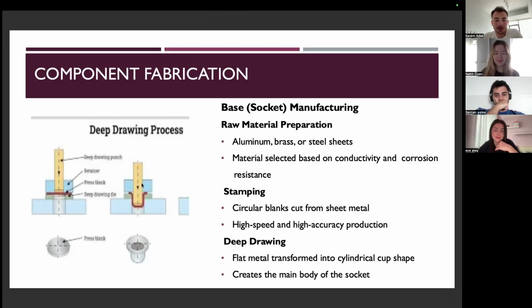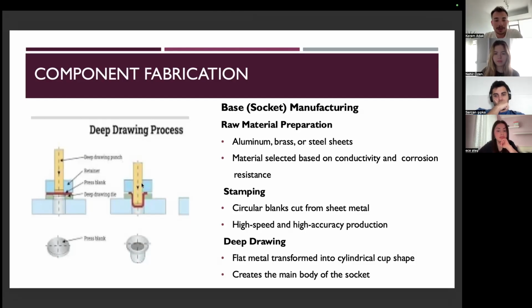In this part of the project, I will talk about the manufacturing of the electrical connection system of an incandescent light bulb. My section has three main parts: base manufacturing, lead wire manufacturing, and soldering operations. First, I will start with the base, also called the socket.